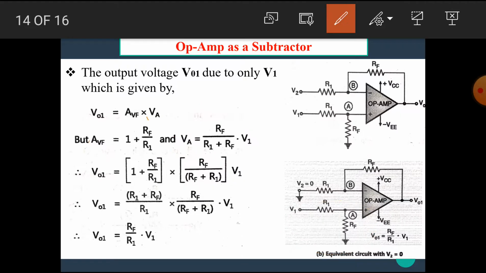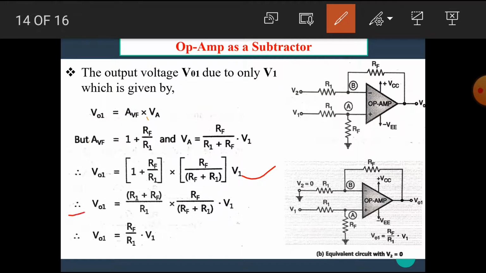Okay, now we have the values of AV and VA. Put these values of AV and VA into this equation. We get here V01 is equal to 1 plus RF upon R1 into RF upon RF plus R1 into V1. That means here we place the value of AVF is this and the value of VA is this. Okay, now simplify this equation.